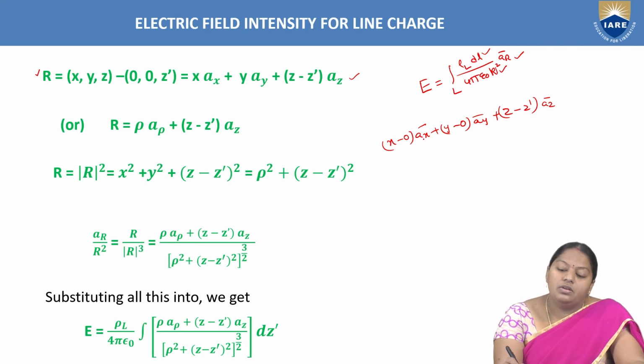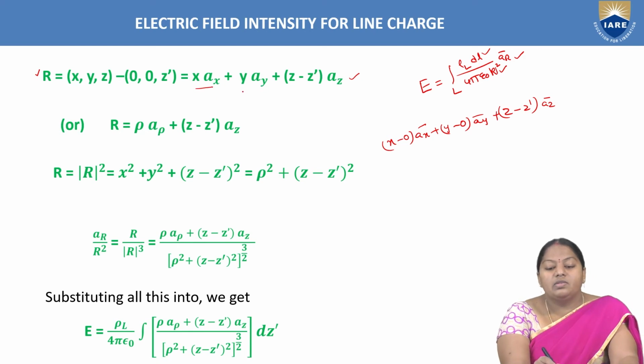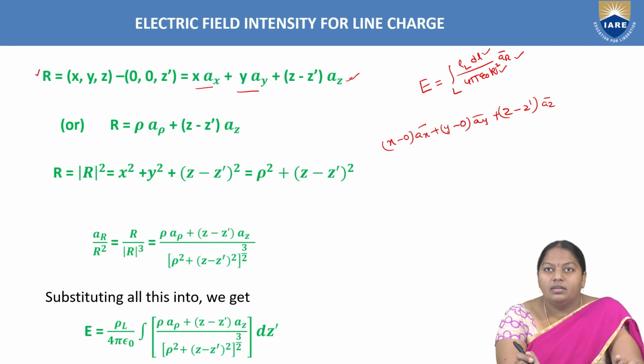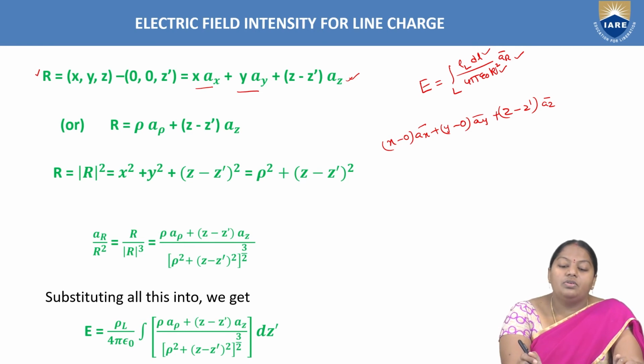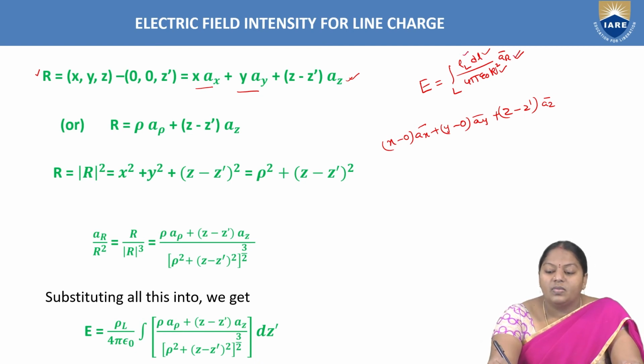Now x minus 0 into ax is nothing but xax, y minus 0 into ay is yay, and z minus z dash into az is the distance between the field point and the source point, right? So now, in order to analyze this electric field intensity E due to line charge, we must know what actually the dl is, what actually this r is, the unit vector AR, and the line charge density rho L.